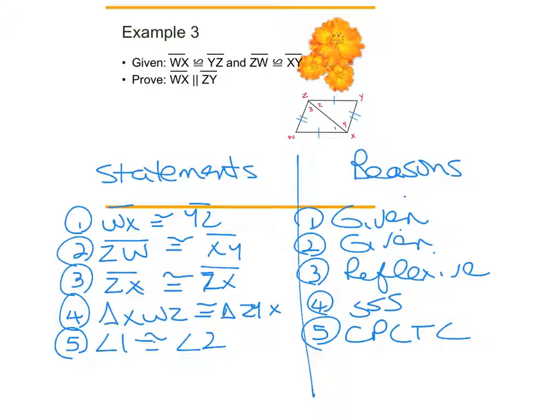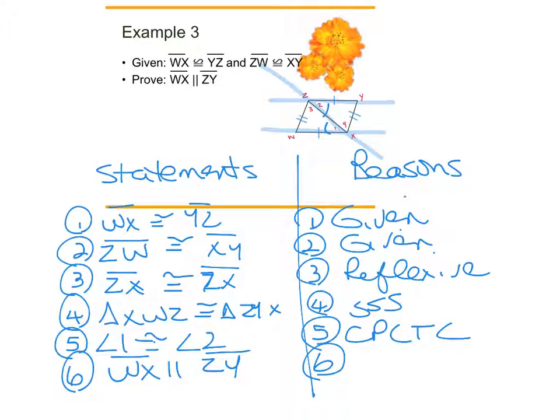And now we're going to use the converse of the alternate interior angles theorem to prove that the lines are parallel. Here's my alternate interior angles, and think of these as the two parallel lines and the transversal. So step 6 will be what I'm trying to prove, that WX is parallel to ZY, and the reason is the alternate interior angles converse.